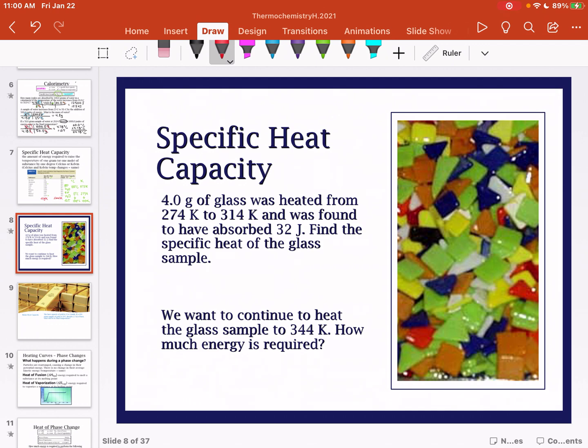So let's take a look at a substance that's other than water. If I have 4 grams of glass and I'm heating it from 274 to 314 Kelvin and it's found to absorb 32 joules, find the specific heat of the glass sample, or specific heat capacity. Sometimes that word capacity gets dropped. So let me write myself a goal. I'm looking for J/gK, joules per gram Kelvin.